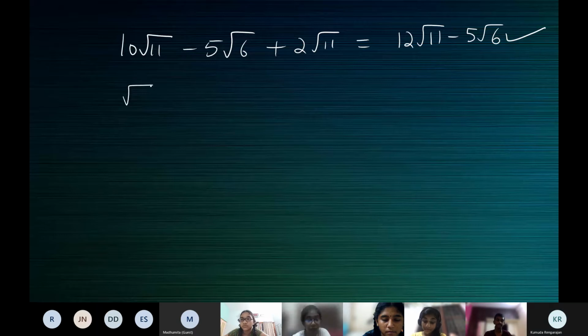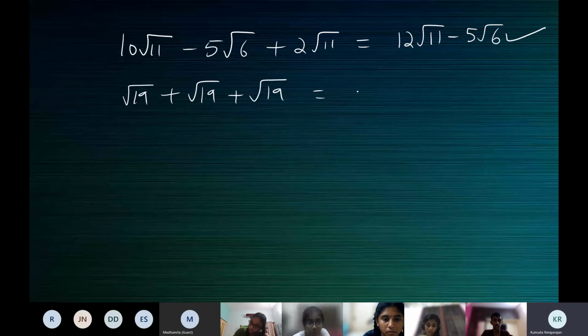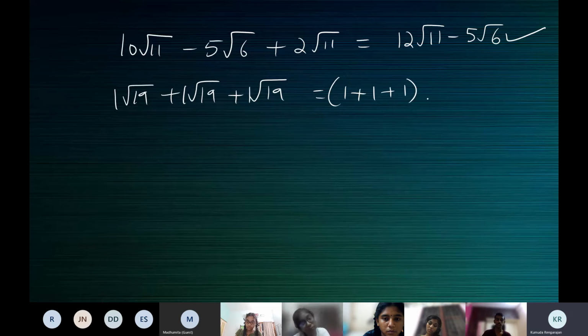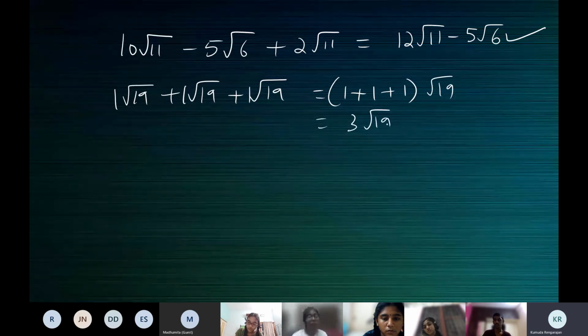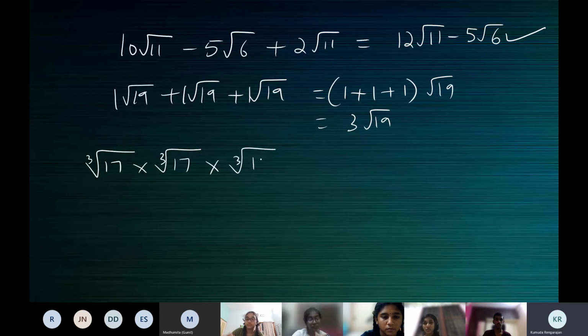What is root 19 plus root 19 plus root 19? 3 root 19. Because everywhere it is 1, it will be 1 plus 1 plus 1, root 19, which is 3 root 19.